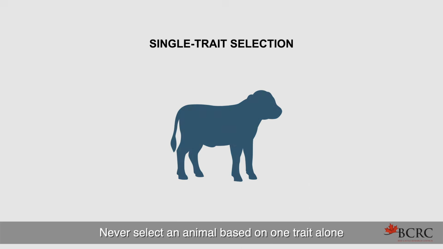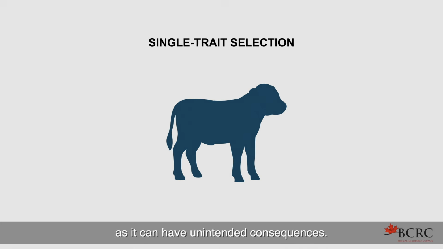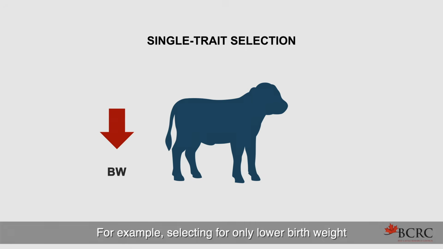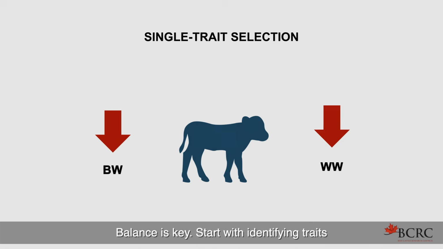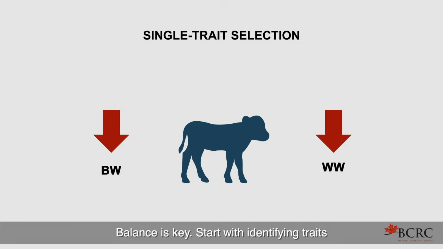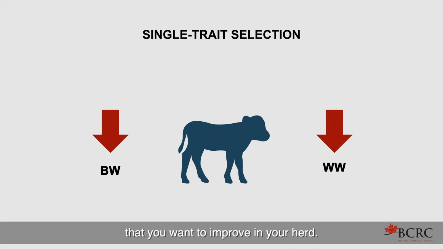Never select an animal based on one trait alone, as it can have unintended consequences. For example, selecting for only lower birth weight can result in calves that don't grow well. Balance is key. Start with identifying traits that you want to improve in your herd.